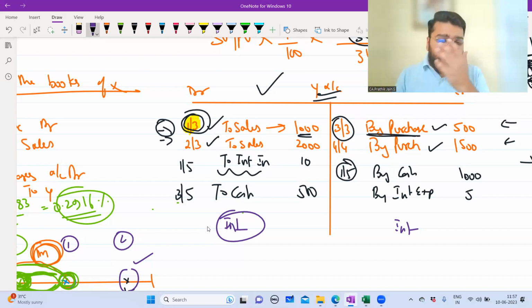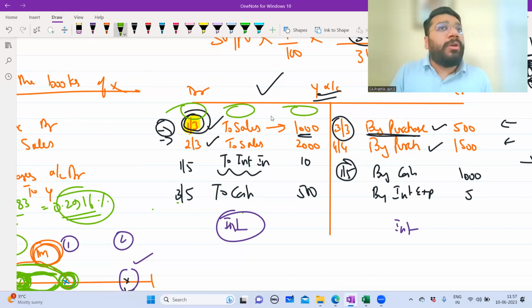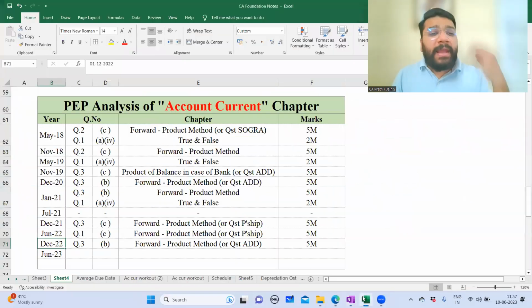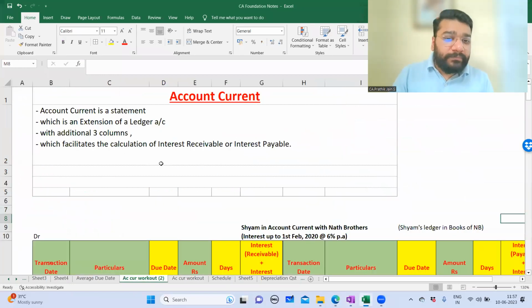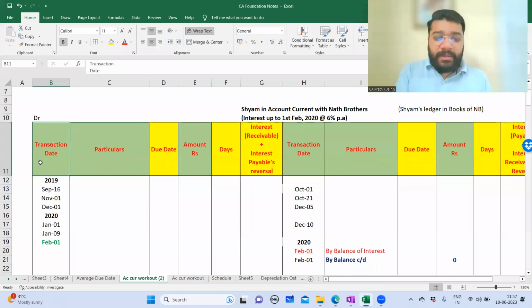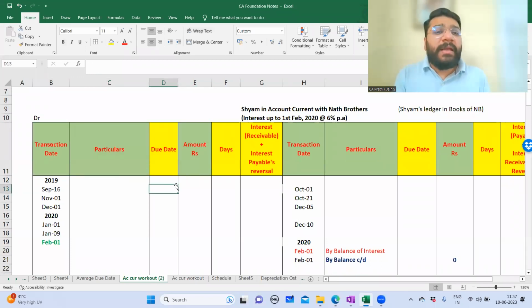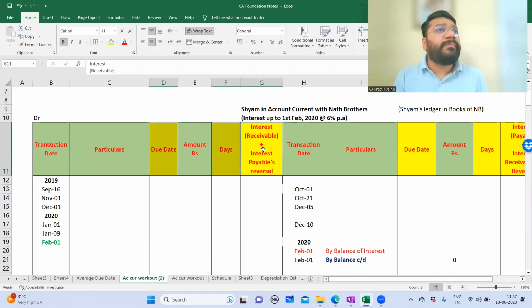Now in account current, we are going to prepare the same Wise ledger, but there, in addition to these three columns, which three columns? We have the date column, the particulars column, and the amount column. In addition to these, we'll prepare three more columns. Can you see the green ones? Date, particulars, amount. Can I say it is an exact replica of your Wise ledger debit side? Now look at the yellow columns: due date column, days column, and interest receivable column. These are the three additional columns that we are going to add.